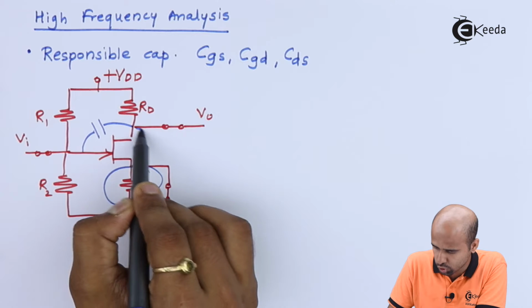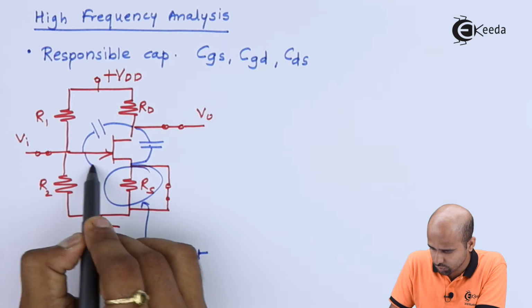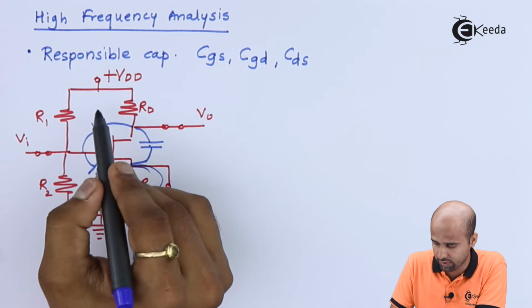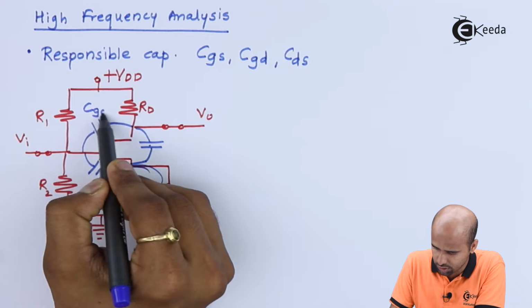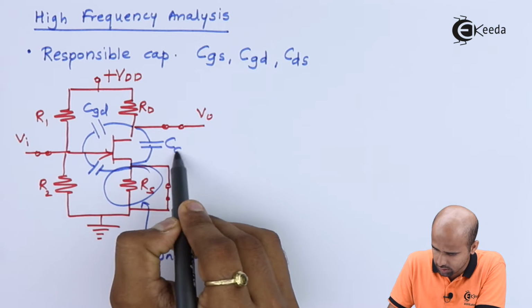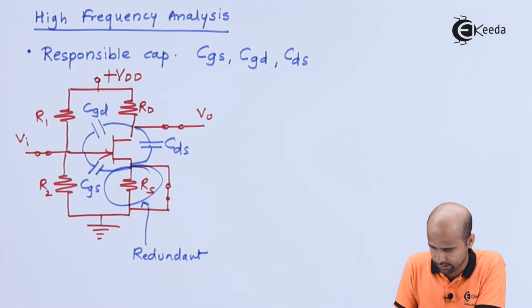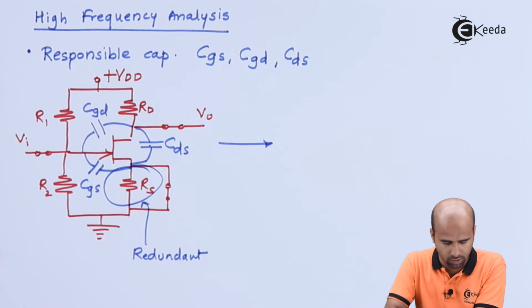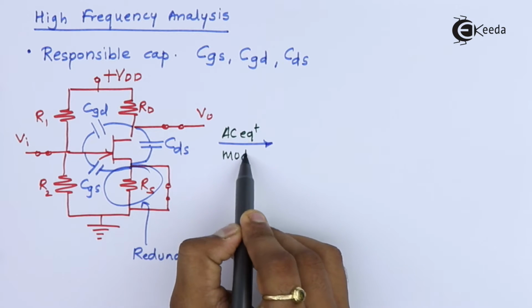I will also show these three capacitances which I have to take for the analysis of high frequency. Nomenclature will be CGD, CDS and CGS. Try to go for AC equivalent model.